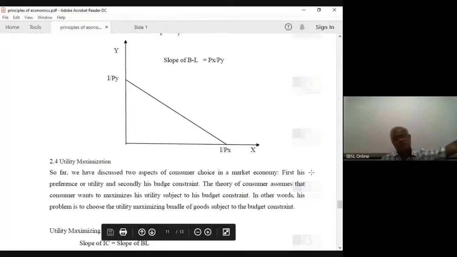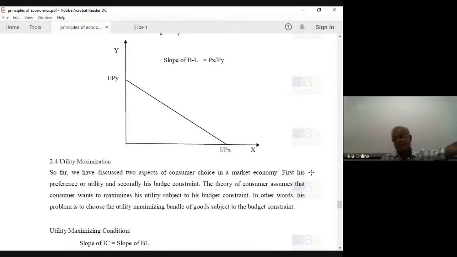On the one hand, you have the consumer's utility represented by the indifference curve. On the other hand, we have the consumer's market environment represented by the budget constraint. Now you are going to combine them. You want to find out at what point he can maximize utility, the utility maximizing combination.